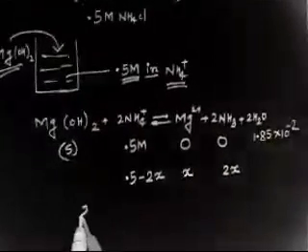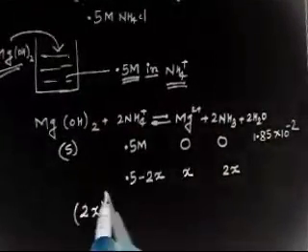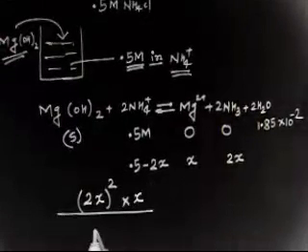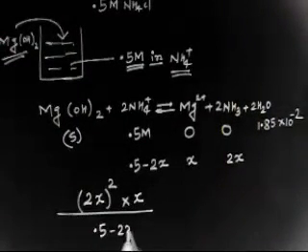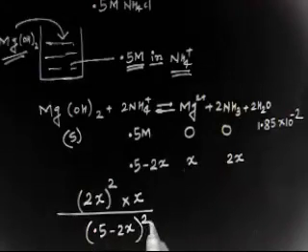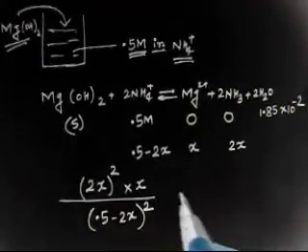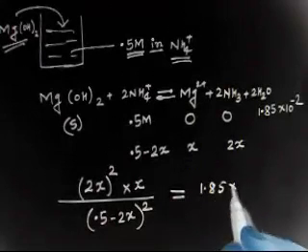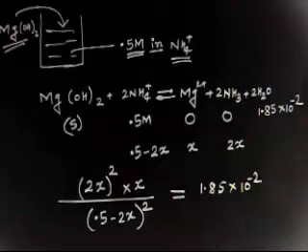So I can set the equation: (2X) raised to the power 2 into X, divided by (0.5 minus 2X) raised to the power 2. This should be 1.85 into 10 to the power minus 2. So let us copy this one first.